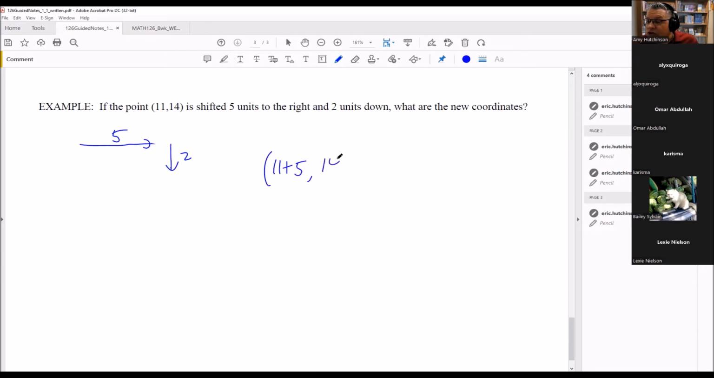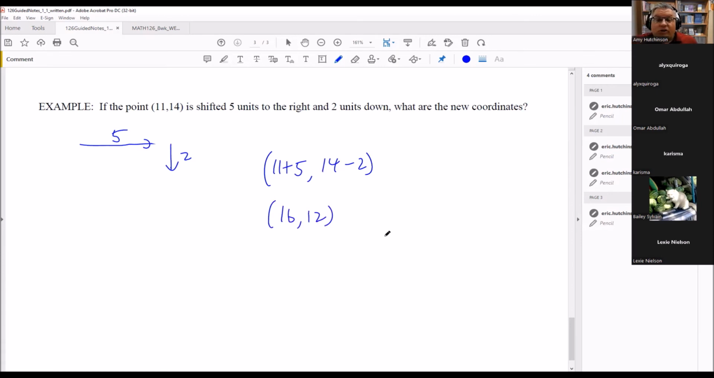And we're going to take 14 and subtract 2 from it. Now, if that was moving it up 2 units, then I would be adding to 14, but instead I'm moving it down. So this is what I'm going to do. I'm going to add 5 units to the 11 and subtract 2 units from the 14. That's going to give us our answer of 16, 12.